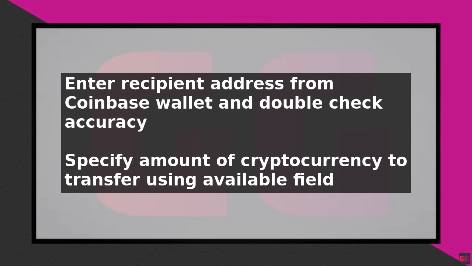Once you have entered the recipient address and the amount, review the transaction details to ensure everything is correct. This includes the recipient address, the amount, and the transaction fee. If everything is correct, confirm the transaction by clicking on the Send button. The transaction will be processed and the cryptocurrency will be transferred to your Coinbase wallet.